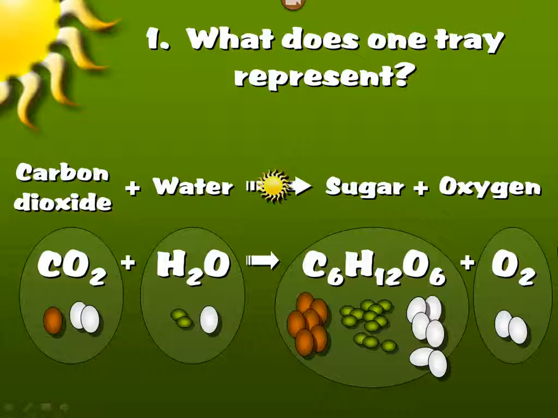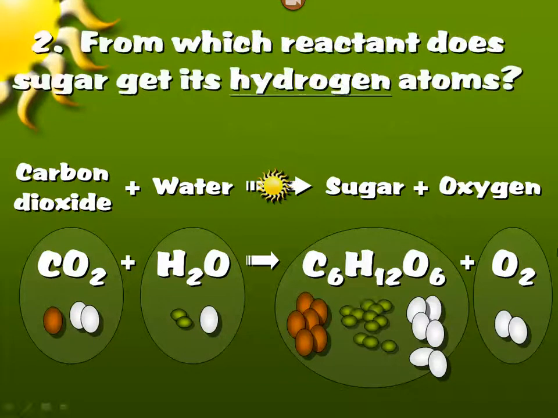One tray represents one molecule. Okay, each of those is a compound, a molecule of each of those things. So from which reactant does sugar get its hydrogen atoms? In other words, it's got 12 hydrogen atoms. Where does it get those from? It's got to get it from one of these reactants over here, and it's got to be water because that's the only one with hydrogen. So it gets its hydrogen atoms from water.